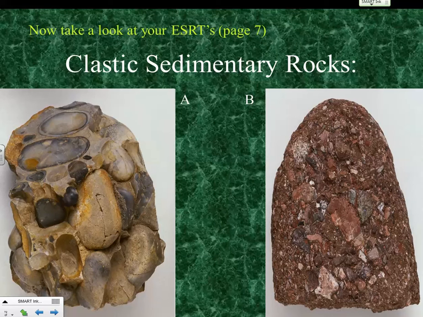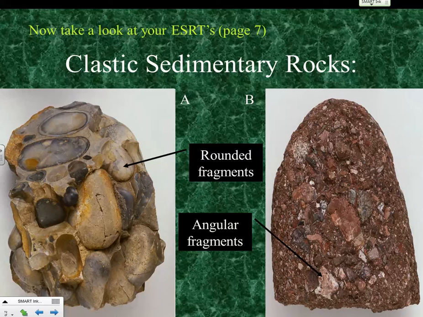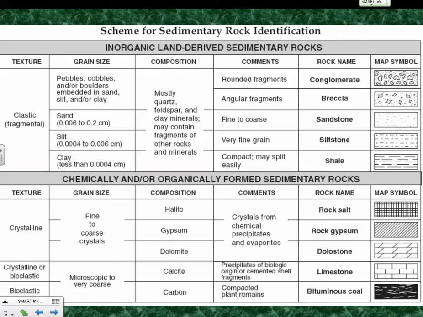So if we take a look at your Earth Science Reference Tables, page 7, you can get those out now. We can actually find these rocks on page 7. There's no pictures on page 7, but you can look at the rocks and find out their characteristics. The rock on the left has rounded fragments. On the right, it's angular fragments. So these two rocks have similar compositions, perhaps, similar method of lithification, but they're named differently because of the shape of the fragments that make up the rock.